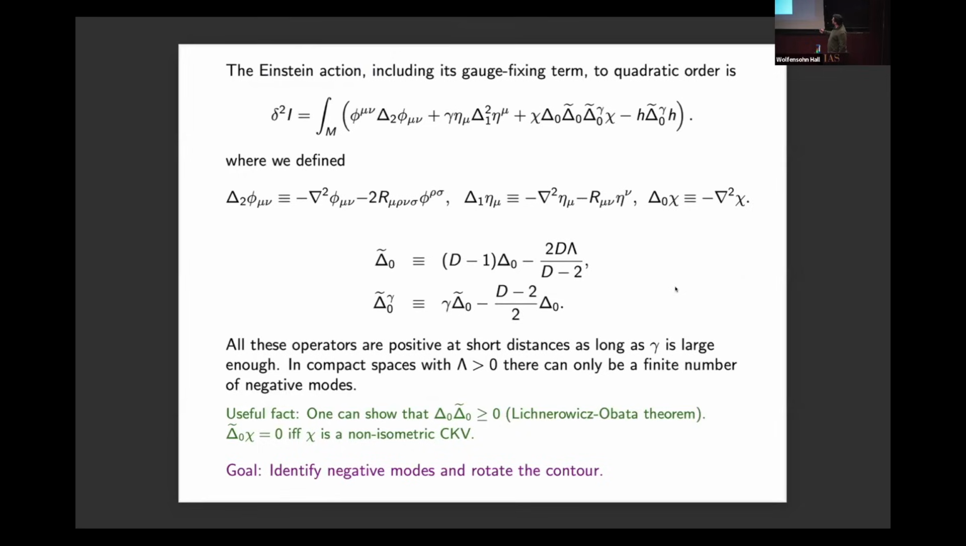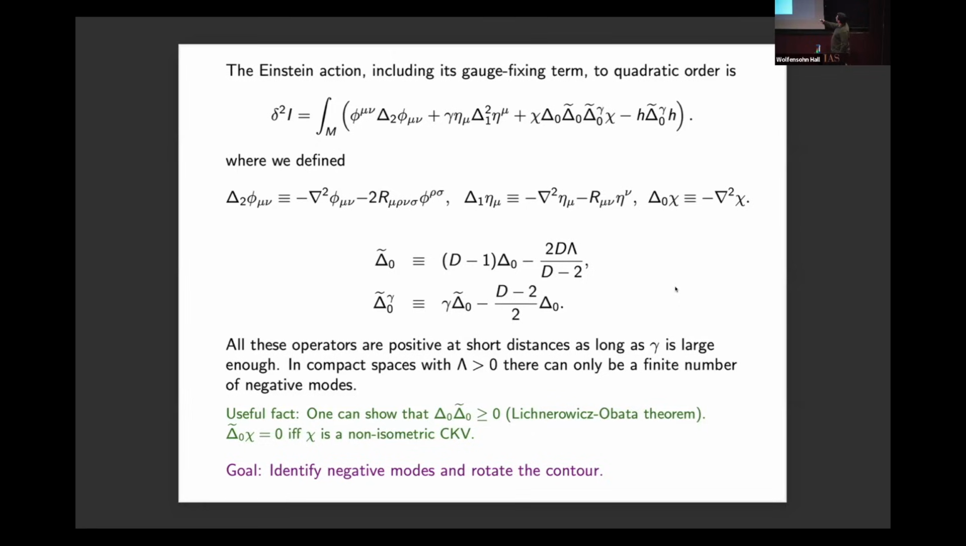This is the TT component. Delta 2 is the Lichnerowicz operator. It's a generalization of the Laplacian acting on transverse traceless tensors. Delta 1 is a similar one acting on vectors, and delta 0 is just minus the Laplacian. And then in the scalar components, there are two operators that are useful to define, this delta tilde 0 and delta tilde gamma. This one is independent of the gauge fixing, and this one depends on the parameter gamma.